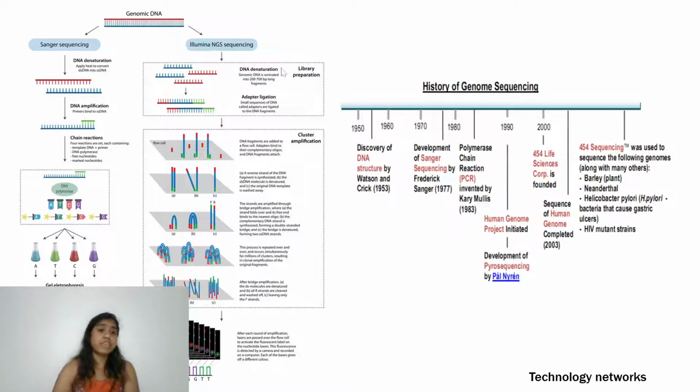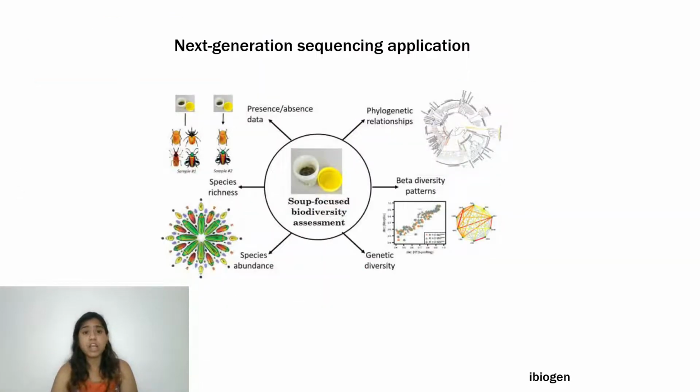So with the help of next generation sequencing, we've been able to progress so far to understand much about the genetic information and transcriptomic information of several, not just microbes, but higher organisms as well. So, what all can next generation sequencing do?